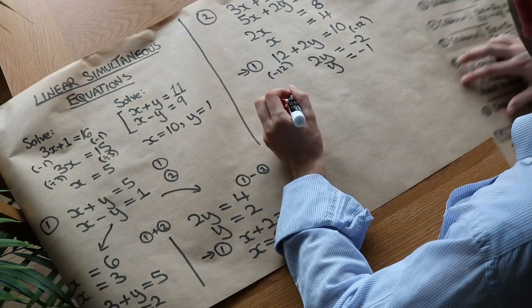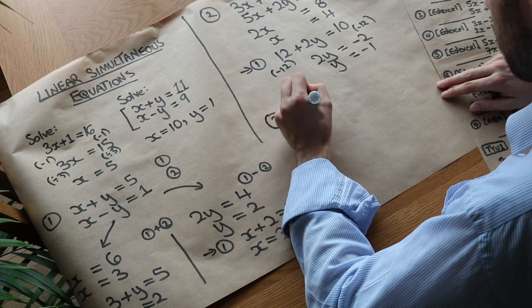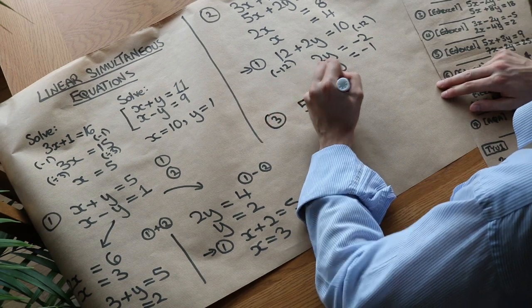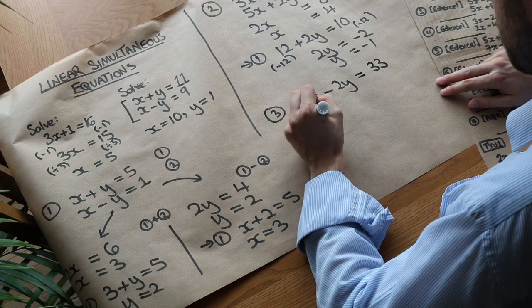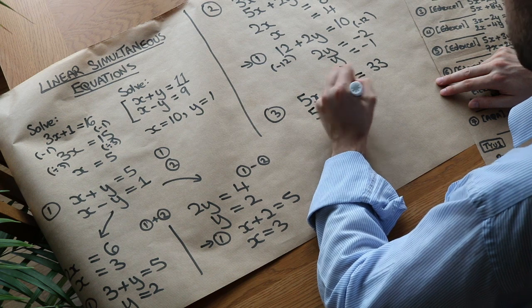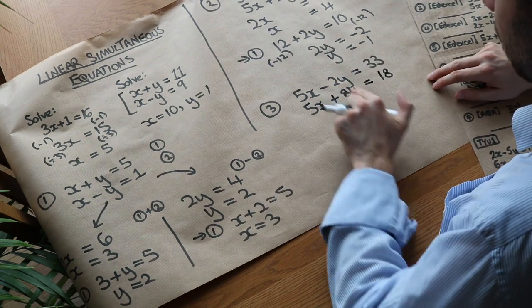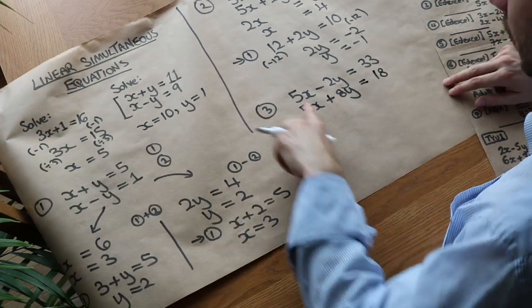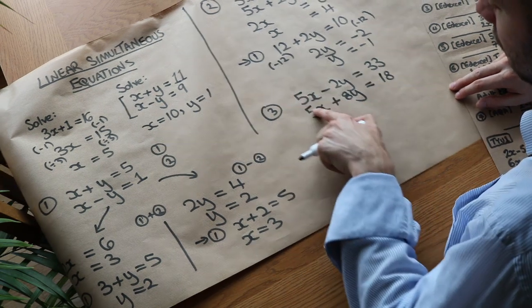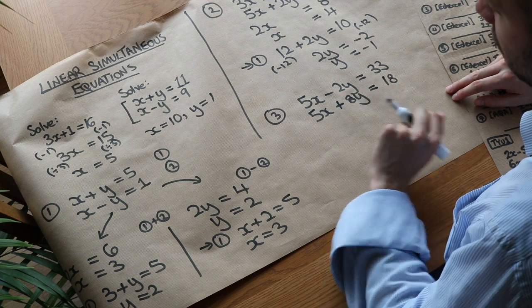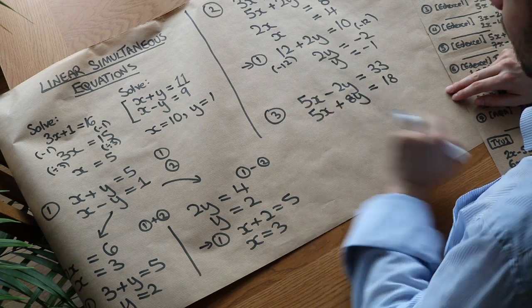We've now got, this is an Excel exam question, 5x minus 2y is equal to 33. And we've got 5x plus 8y is equal to 18. Now we could try and make the y's cancel, or we can notice that, look, the x terms are the same. So if the x terms are the same, we've got 5x and 5x, we know that either adding or subtracting them, one of those is going to make the x's cancel.